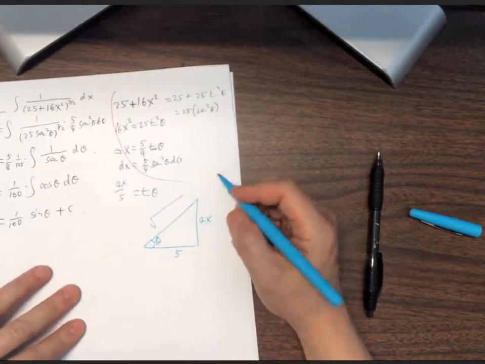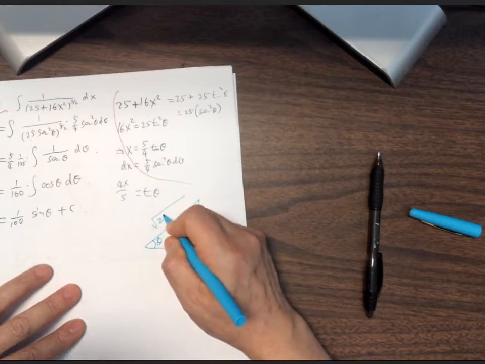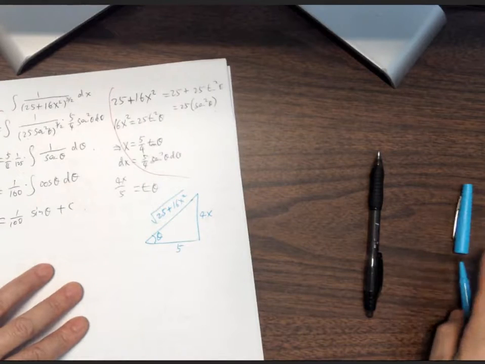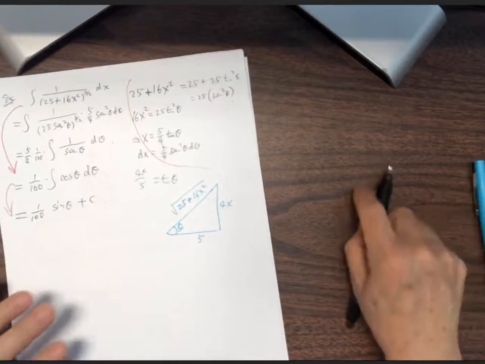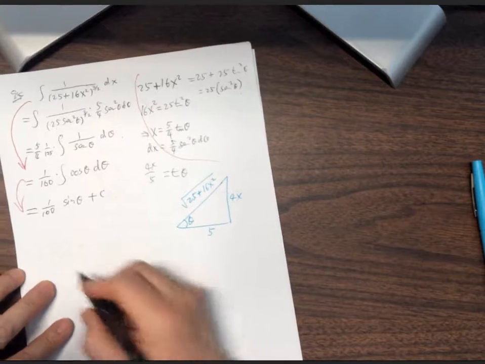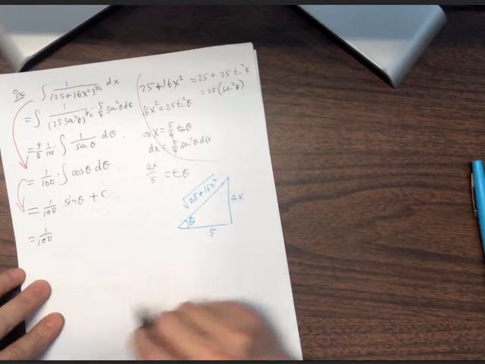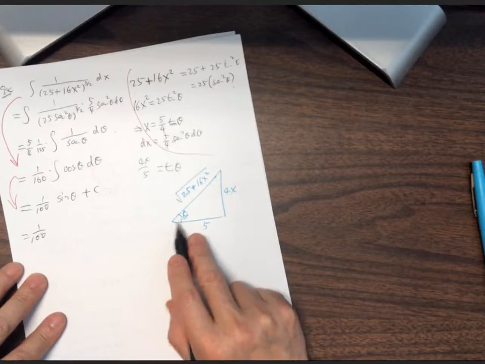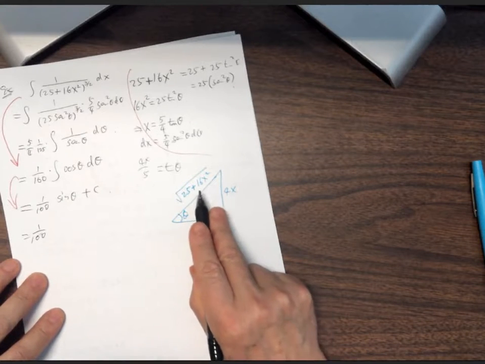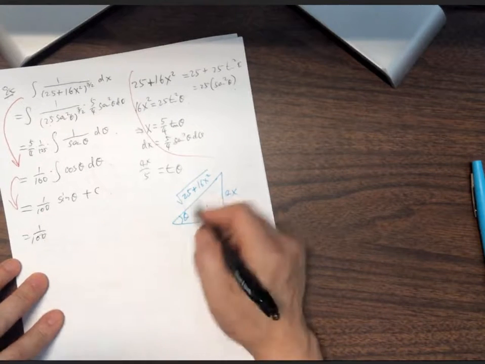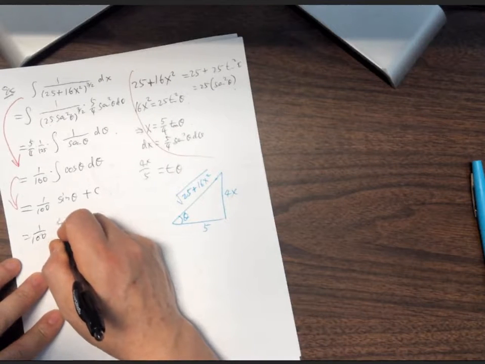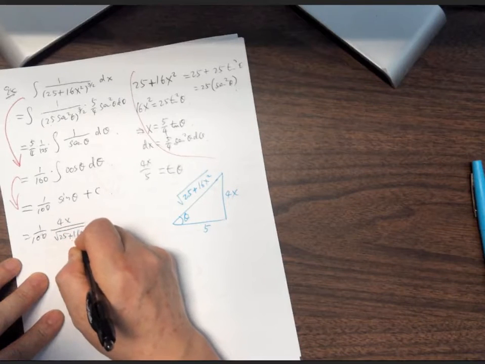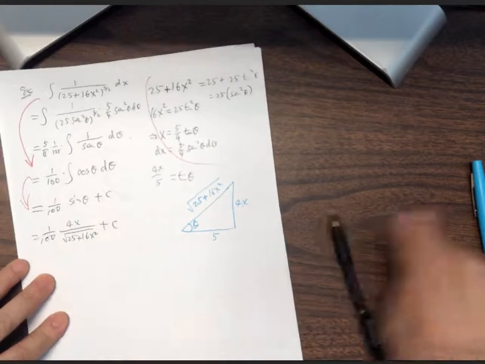Again, we use the Pythagorean theorem to figure out the third side, the hypotenuse in this triangle. With the triangle constructed, you can find the expression for sine. So what's the sine? Sine is opposite over, not adjacent, hypotenuse. So it's 4x over the square root of 25 plus 16x squared, plus c. Yeah, this is the last step.